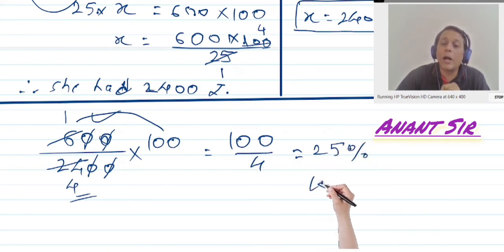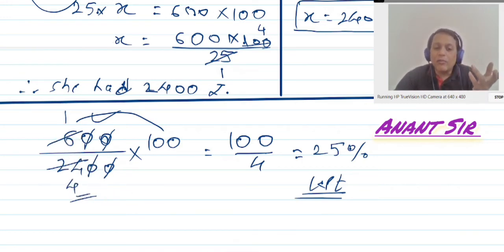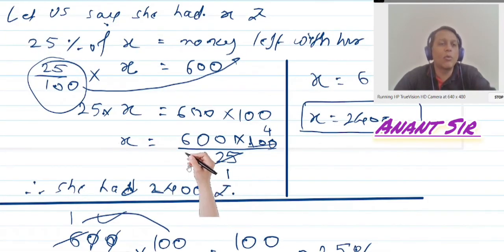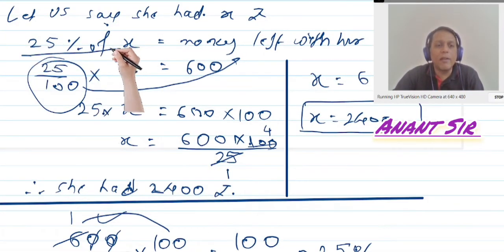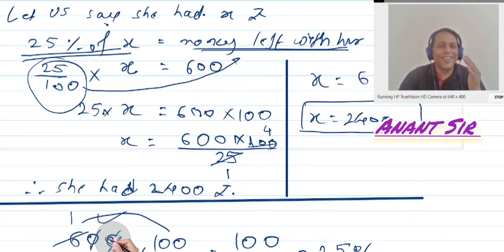25% is the money left with her, right? Because 600 was the money left. And what was our percentage? How much have we found out? See, you can see 25% is the money left with her. So that means our answer is right.